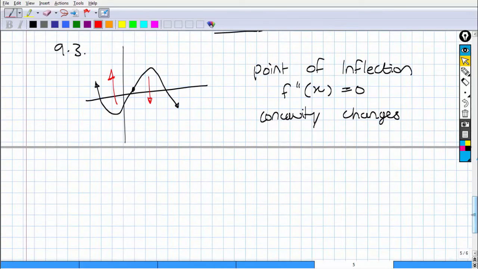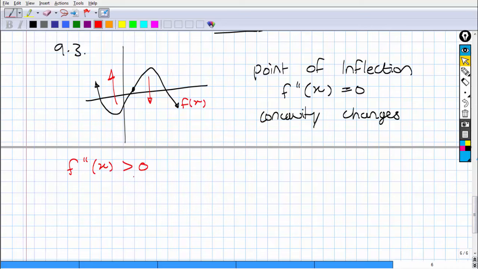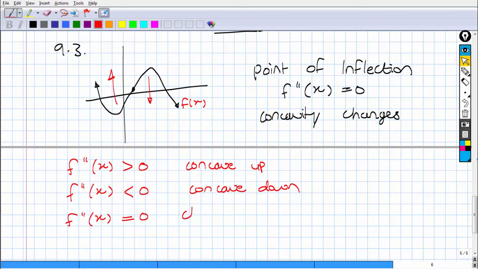In a previous video of mine I mentioned that when the second derivative, where this is obviously f of x, is greater than 0, we have concave up. Where the second derivative is less than 0, we have concave down. And that's an important thing to remember. Where f of x, the second derivative, is equal to 0, we have a change in concavity, or a point of inflection. That's not point of interest, that's point of inflection.